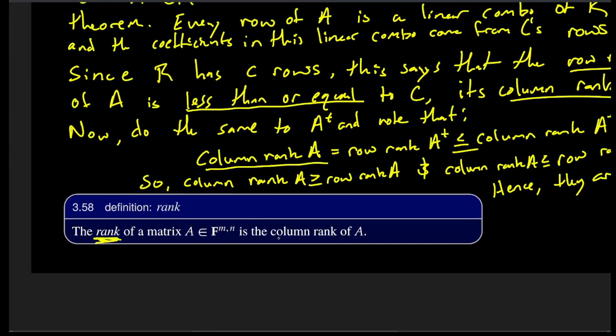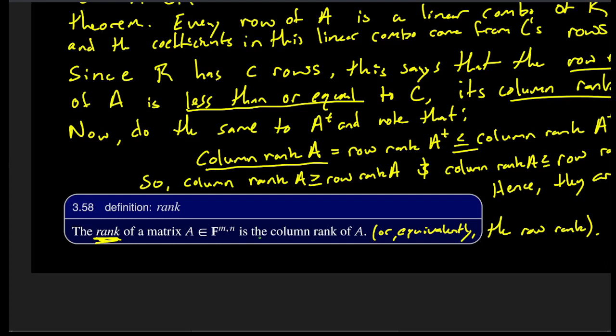We can just say, hey, let's let the rank of a matrix A that has m rows and n columns be the column rank of A, or equivalently, the row rank, since they are equal. All right, we've got this new, nice invariant of a matrix. So that is, we have this number we can associate with a matrix.